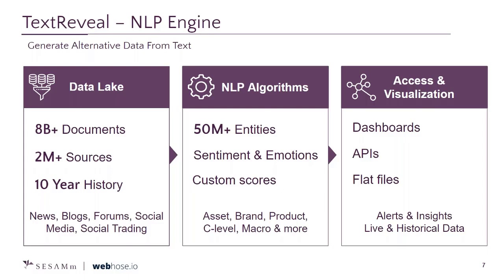We cover more than 8 billion documents, 2 million data sources, including news, blogs, forum, social media, and social trading, meaning also that we have access to data that is consumer-oriented, such as social media data, and more professional and large media data, such as financial news data. This is covered with around 11 years of historical data now.